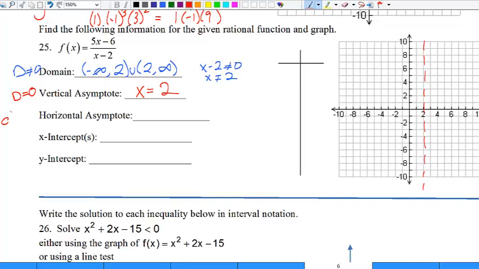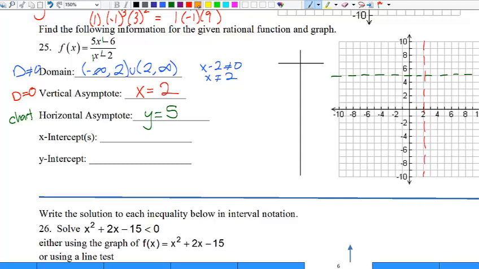The horizontal is a chart, and the chart says to compare the degree of the numerator with the degree of the denominator. Because the degree of the numerator and the denominator are the same, my horizontal asymptote is the coefficient over the coefficient, which is 5 over 1, or just 5. So I'm going to go ahead and plot that in green at 5.